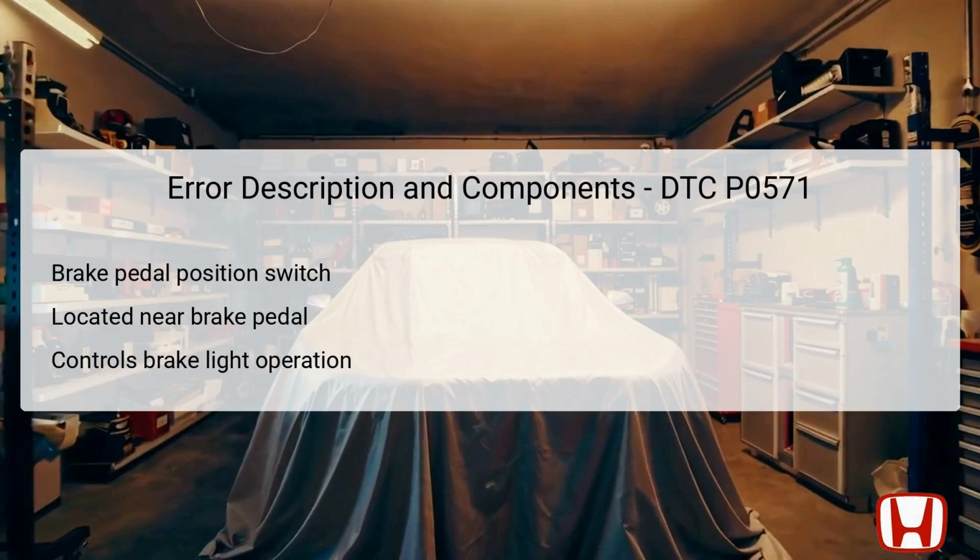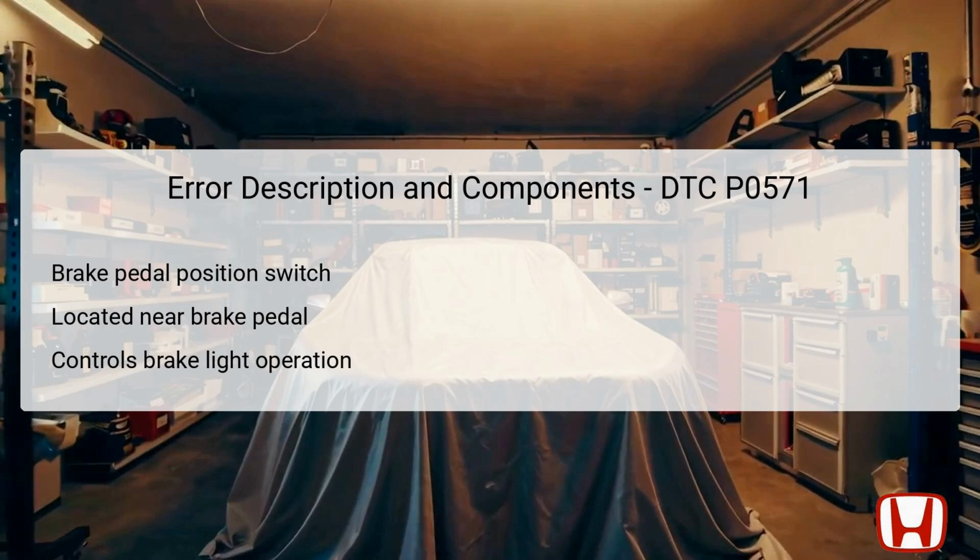The brake pedal position switch is the primary component affected by DTC P0571. Located near the brake pedal, it is responsible for signaling the onboard systems when the brake pedal is pressed. This switch not only activates the brake lights, but also communicates with the vehicle's engine control unit, ECU, to facilitate functions such as cruise control disengagement.